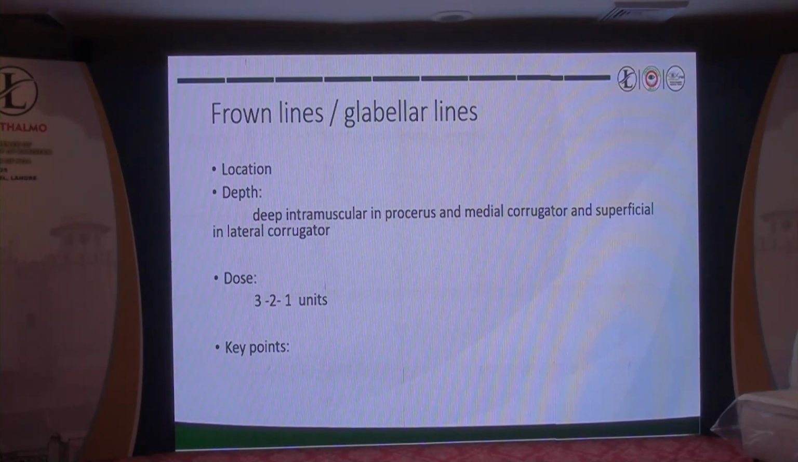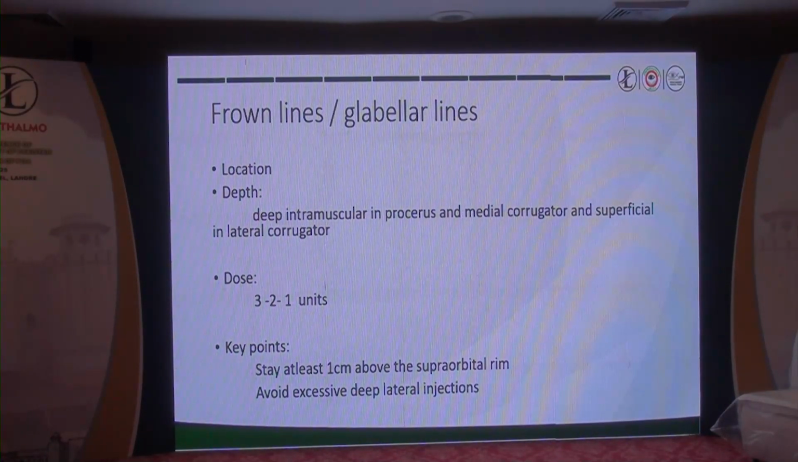The key points to remember are: stay at least 1 centimeter above the rim when you are working on the upper part of the eyebrow. And second, avoid excessive deep lateral injection, again to prevent eyebrow ptosis.